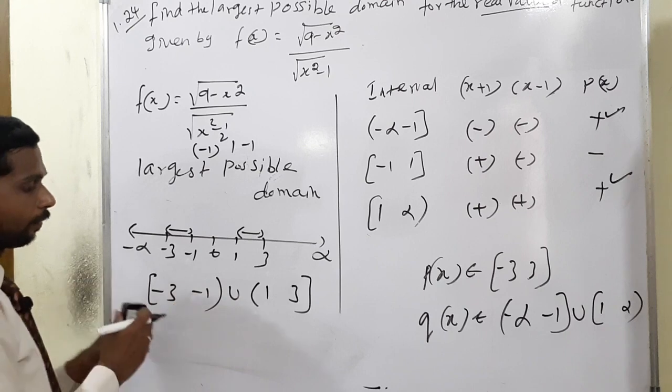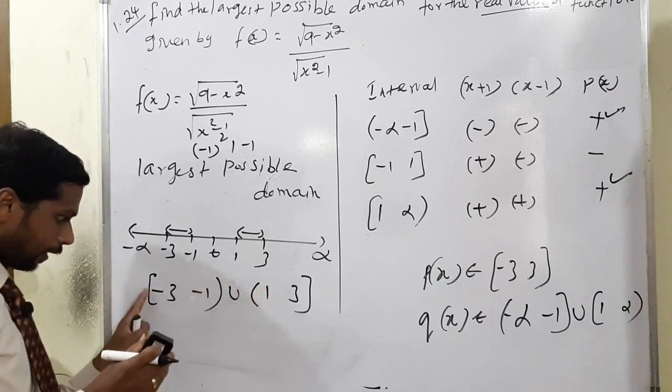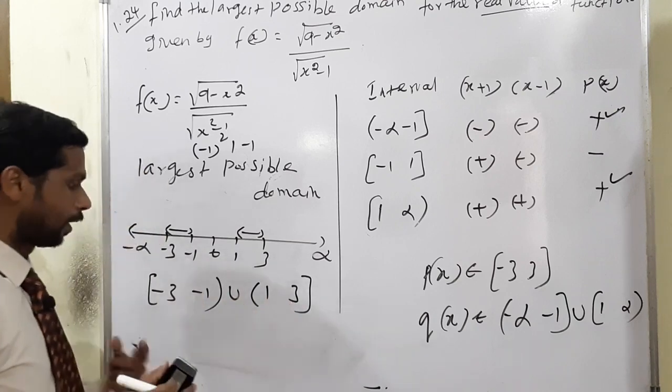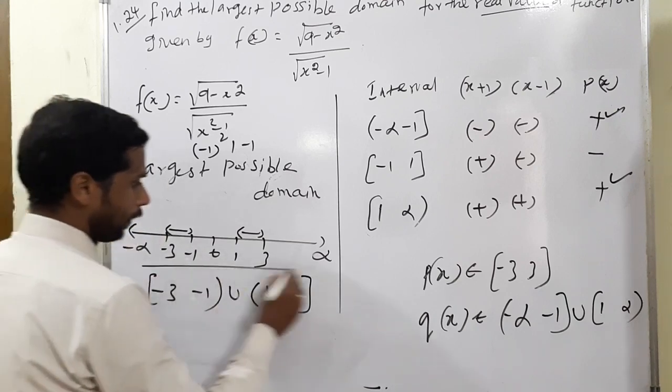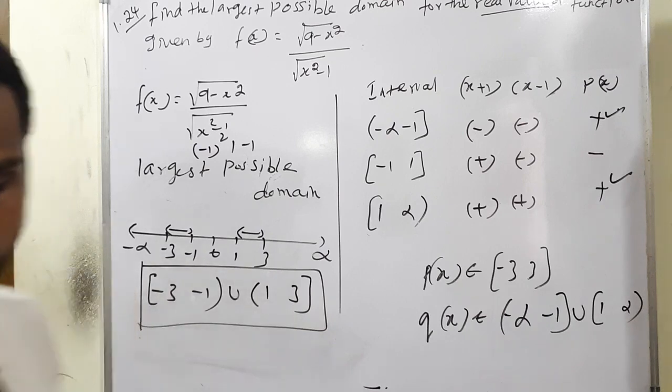That's why I consider minus 1 open interval and 1 open interval, but for the starting point minus 3 and this plus 3 we can take closed interval. Okay, this is the final answer, the largest possible domain. I will continue with the next question.